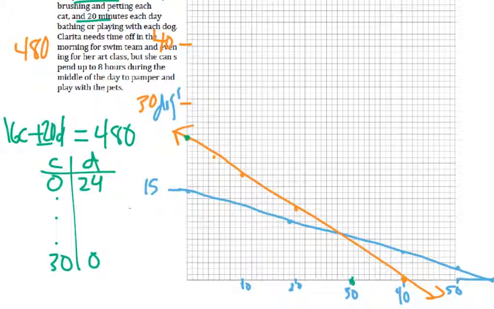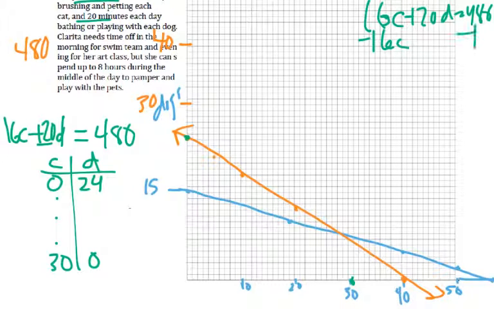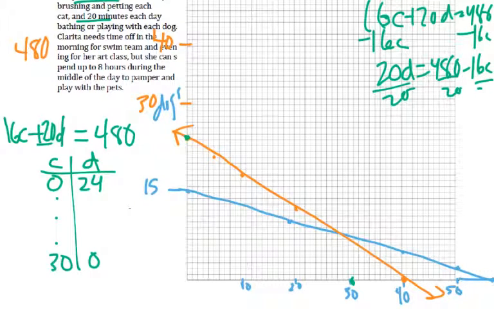So probably our best bet would be to do what we did last time, where we solved for dogs so we could easily do it. So with our equation, we change it by subtracting 16c from both sides. So I get 20d equals 480 minus 16c. Divide everything by 20. And 480 divided by 20 is 24. So we get 24 minus 16 over 20, which would be 4/5 c.